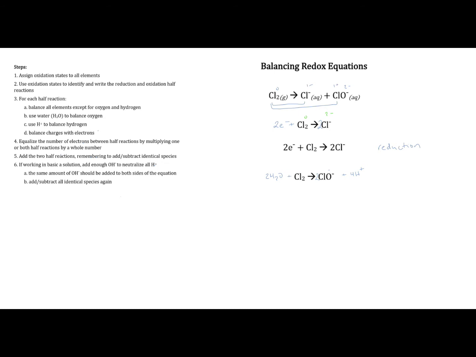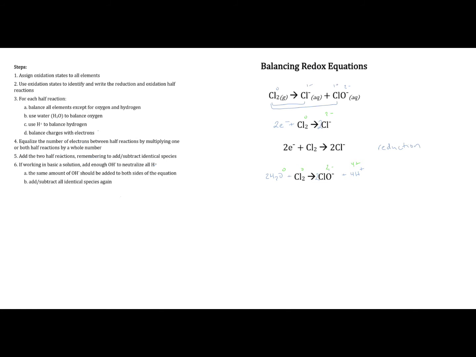Next, I need to look at my overall charges and make sure I balance them with electrons. The left-hand side here is very easy. Both of these are neutral molecules, so the left-hand side is 0. My right-hand side, I have got a -2. This is a +4, so overall I've got a +2 charge on the right-hand side of the equation.